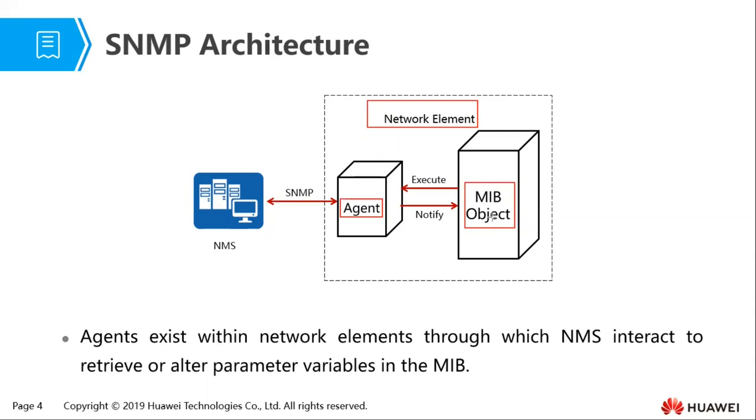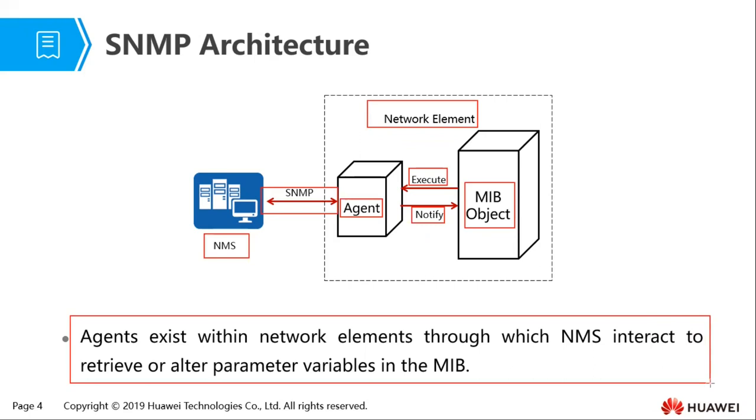In the MIB, we have all the variables, like the system name, the system location, the IP address of an interface. Everything that you can think of is in the management information base. The agent enables the retrieving, setting and changing of those variables through messages such as notify, execute, and so on. Your NMS will actually be interacting directly with the MIB through SNMP, with the management agent. Agents exist within network elements, through which the NMS, the machine that you're using to monitor the network, interacts to either retrieve or alter parameter variables in the management information base.